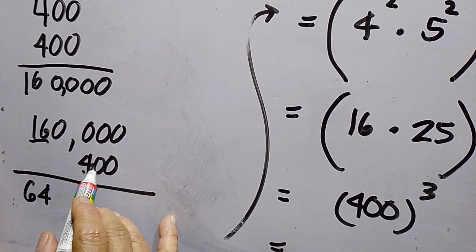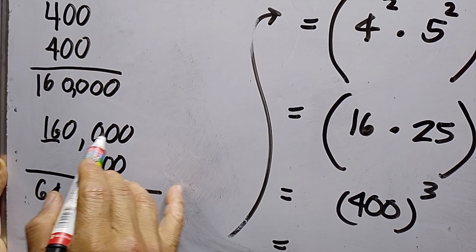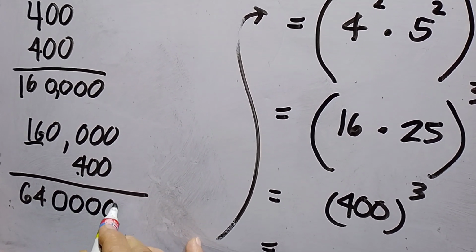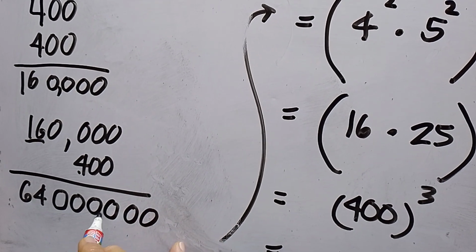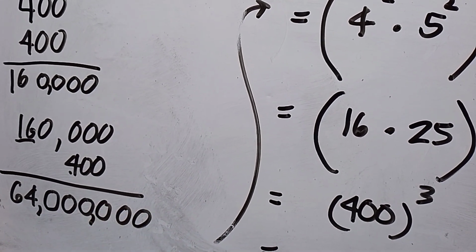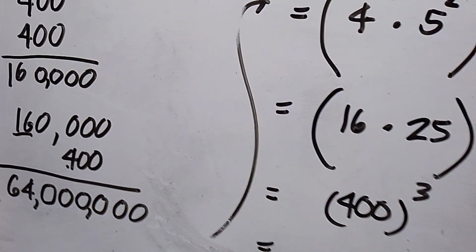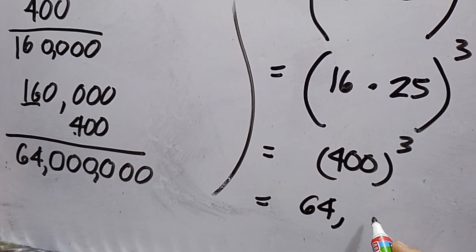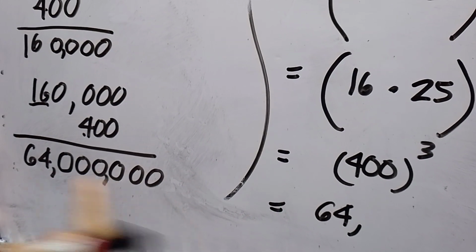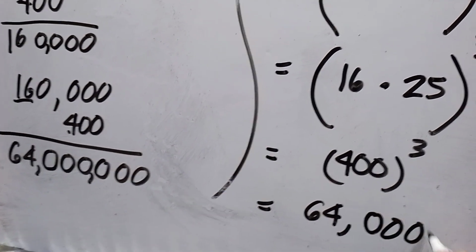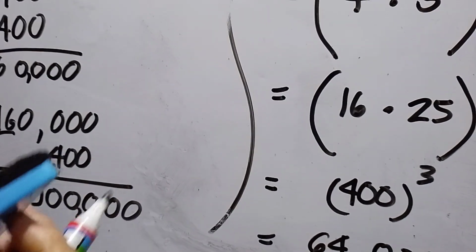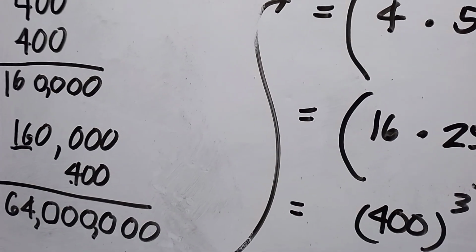Then I need to copy all the zeros. 1, 2, 3, 4, 5, 6. Comma. So I have 64 million. Okay, that's the answer for number 6. That's all.